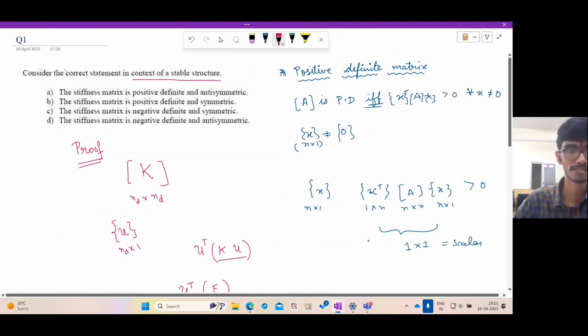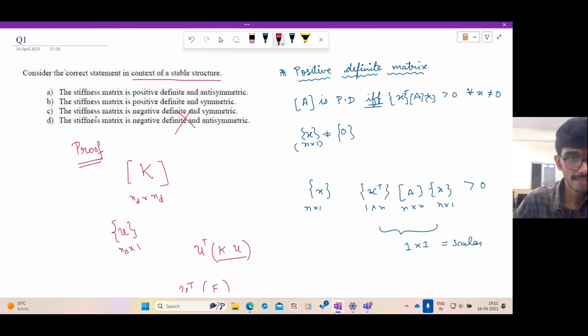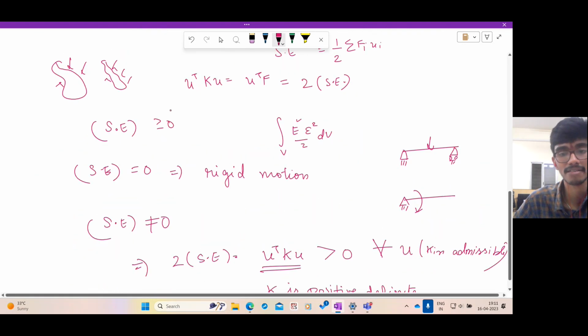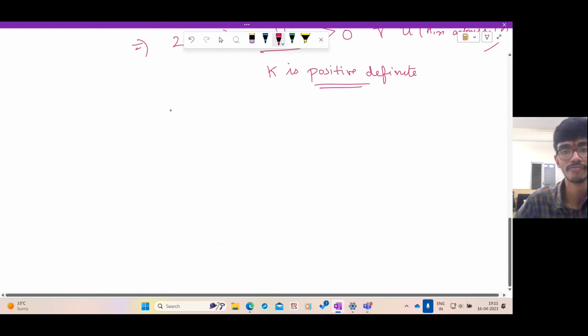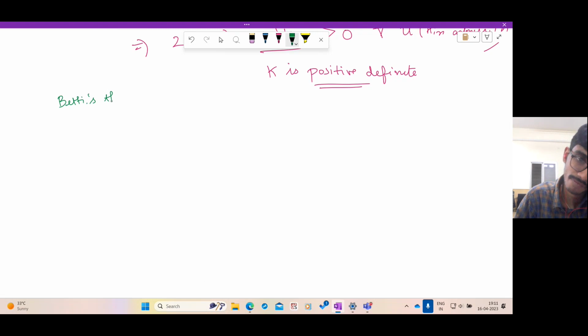So that is one part of the question, which means we can discard these two parts. Now what are they asking? They're asking about the symmetry of the stiffness matrix. How do we show it? You know, there is something called Betti's theorem in linear elasticity, and Maxwell's reciprocal theorem.